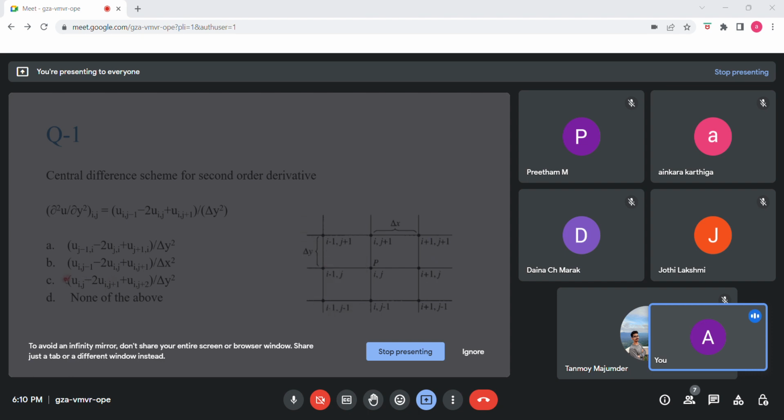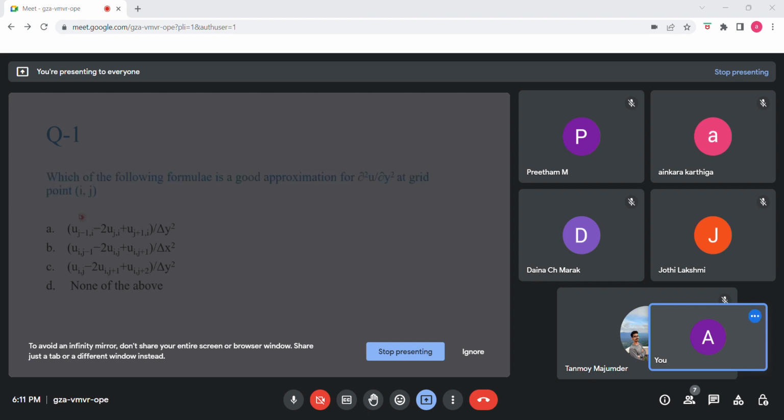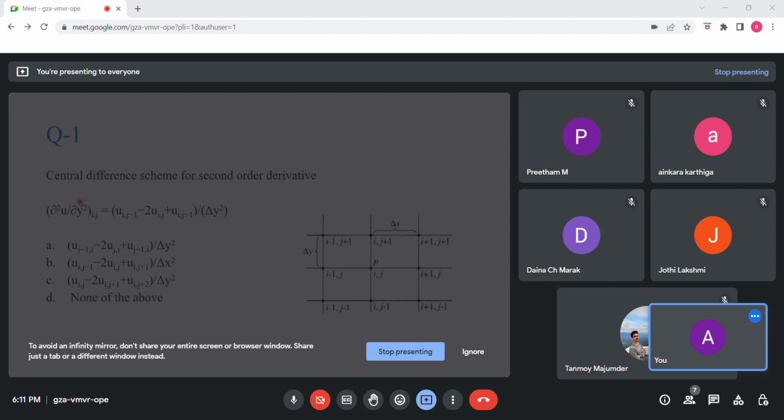And in option C, it is given u(i, j) minus 2u(i, j+1) plus u(i, j+2). This one would be applicable if the point were (i, j+1). But since we are obtaining the value with respect to point (i, j), option C is also wrong. Option C is right if we are getting differential values at (i, j+1). All three options are wrong, so the correct answer is none of the above. Option D is the correct answer.